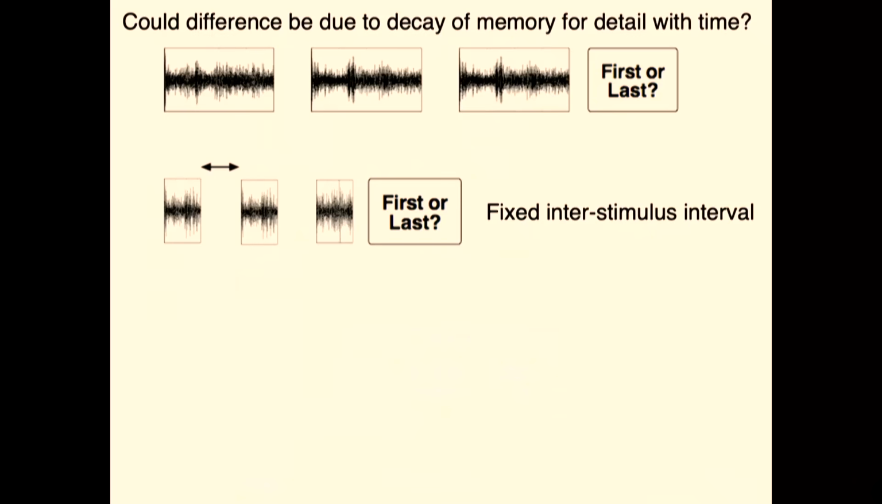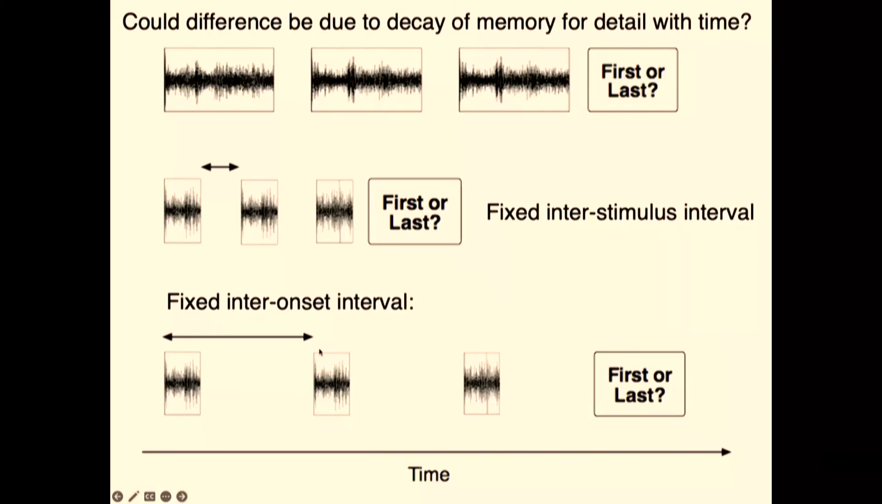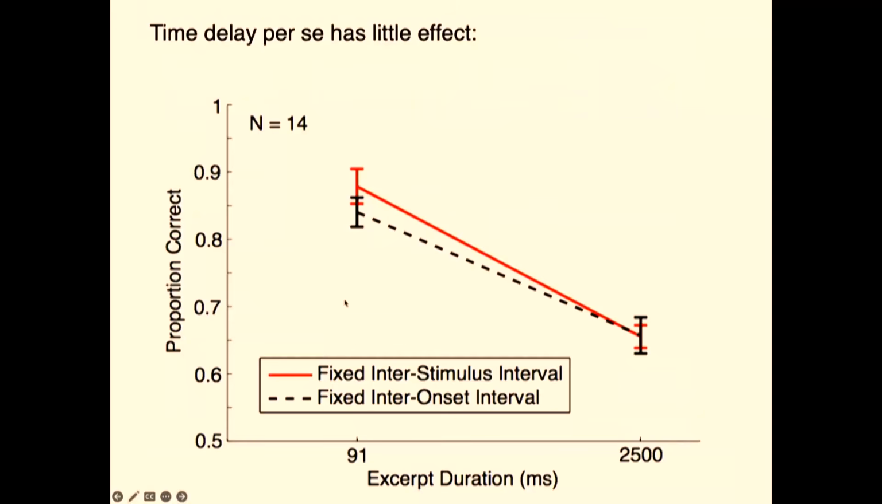So you might also be worried that what's going on here is related to memory. This is what the stimuli actually look like, on a long duration trial versus a short duration trial. If the interstimulus interval is the same, you might worry that when the stimuli are really long, the bits you have to compare are separated further in time, so it's hard to remember, and that messes you up. So you can do a control experiment where you space the short ones out in time, and that has very little effect. You're still much, much better when they're short than when they're long.